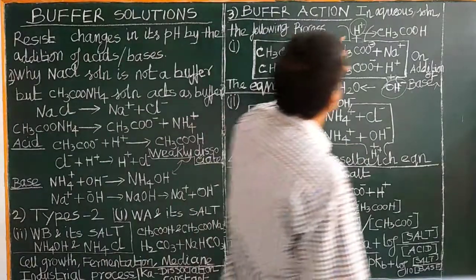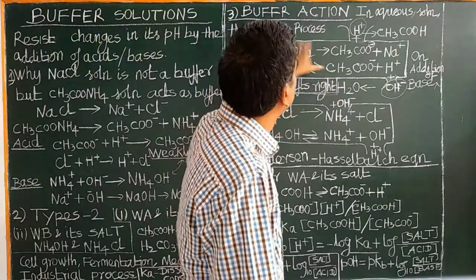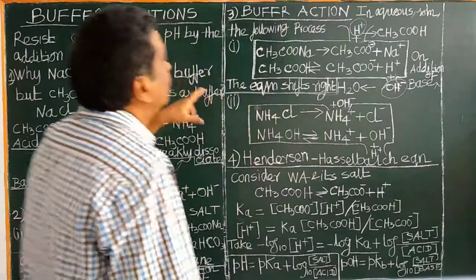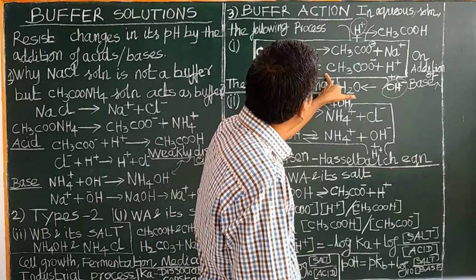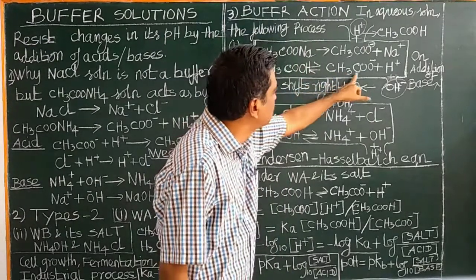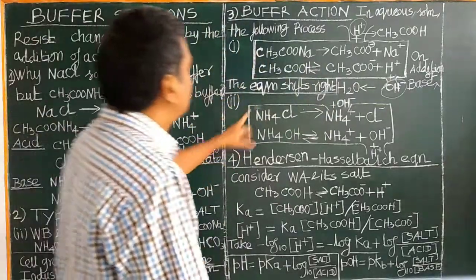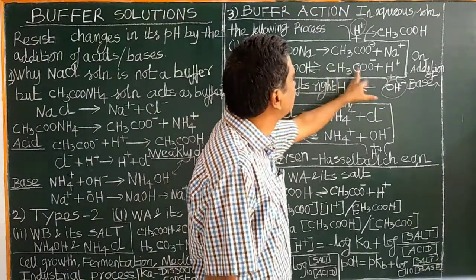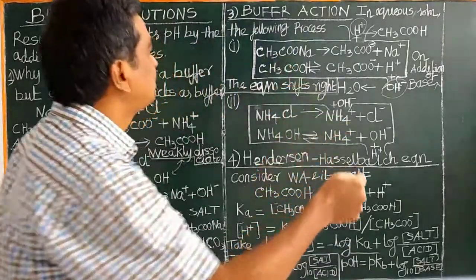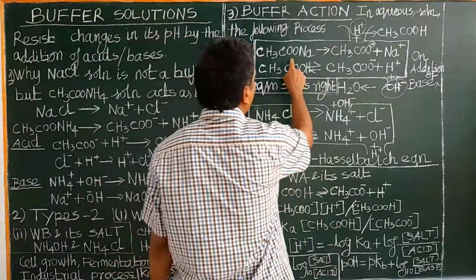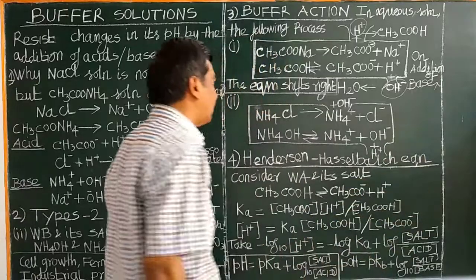In aqueous solution, the following ionization equilibrium process takes place. For example, a weak acid in the aqueous solution undergoes partial dissociation to give its ions. There exists an equilibrium between undissociated acid and its ions. Whereas the salt sodium acetate is a strong electrolyte, it is completely dissociated to give acetate ion and Na plus ion.